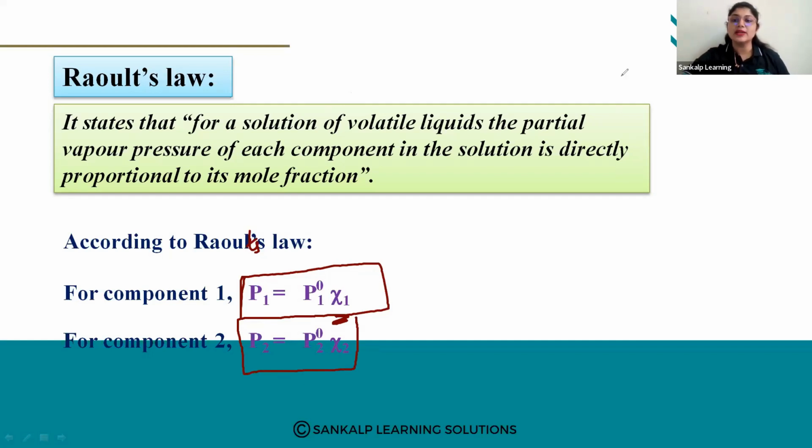So this is the statement given by Raoult. This was the statement given by Raoult, and it was formulated as Raoult's law.